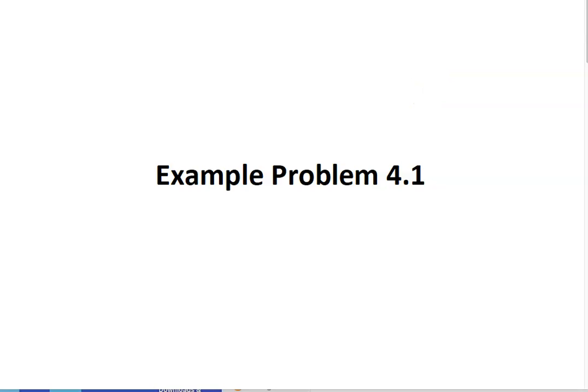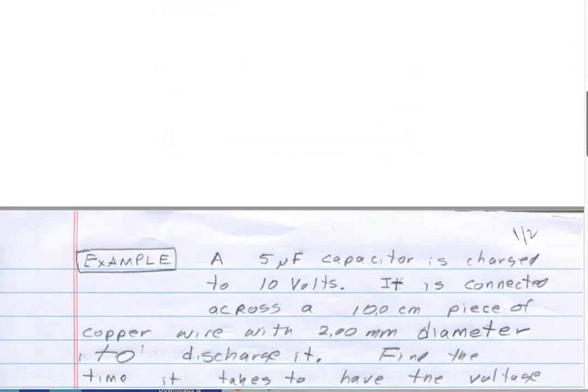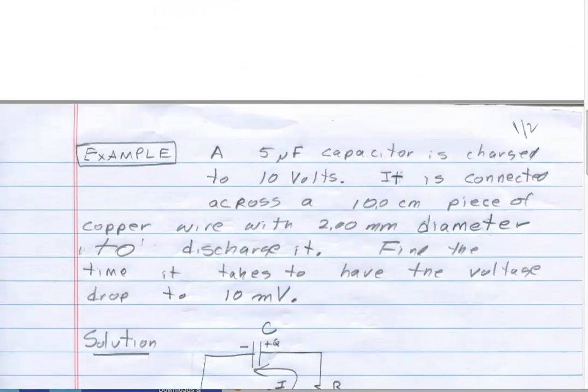Well, I think we have time enough for one quick example, so let's take a look at this one. Here we have a 5 microfarad capacitor, so we know the capacitance. It is charged to 10 volts, so I know its initial voltage, and so it will have an initial charge as well. So it's a charged capacitor. And then it's connected across a 10 centimeter piece of copper wire with a 2 millimeter diameter to discharge it.